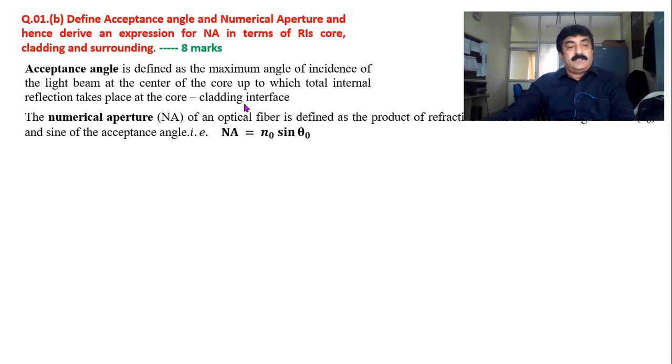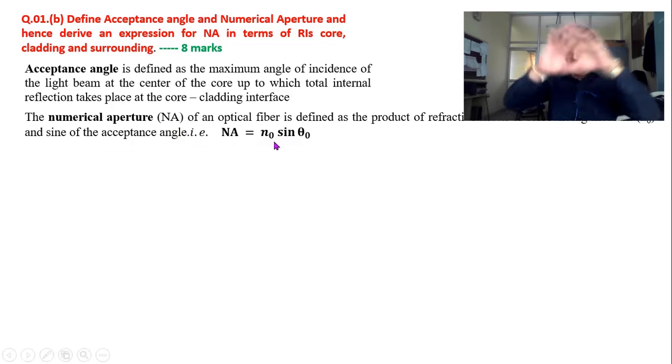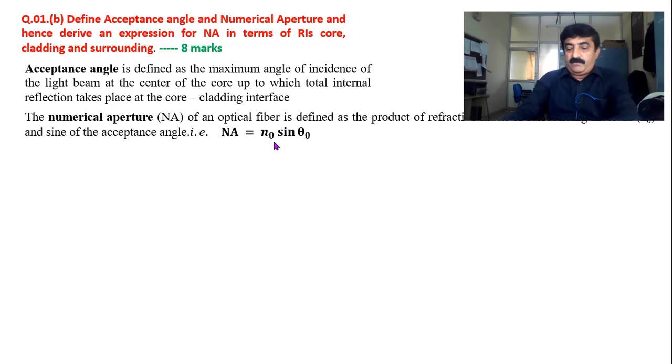Well, next is numerical aperture. Numerical aperture of an optical fiber is defined as the product of the refractive index of the surrounding medium and the sine of the acceptance angle. By and large, we simply take it as sine theta naught, assuming that the surrounding medium, for example for an optical fiber, is air. For air, n naught is 1. Therefore, we take it as sine theta naught. But you have to give the proper definition: it is n naught multiplied by sine theta naught, where n naught is the refractive index of the surrounding medium. Well, n naught sine theta naught.